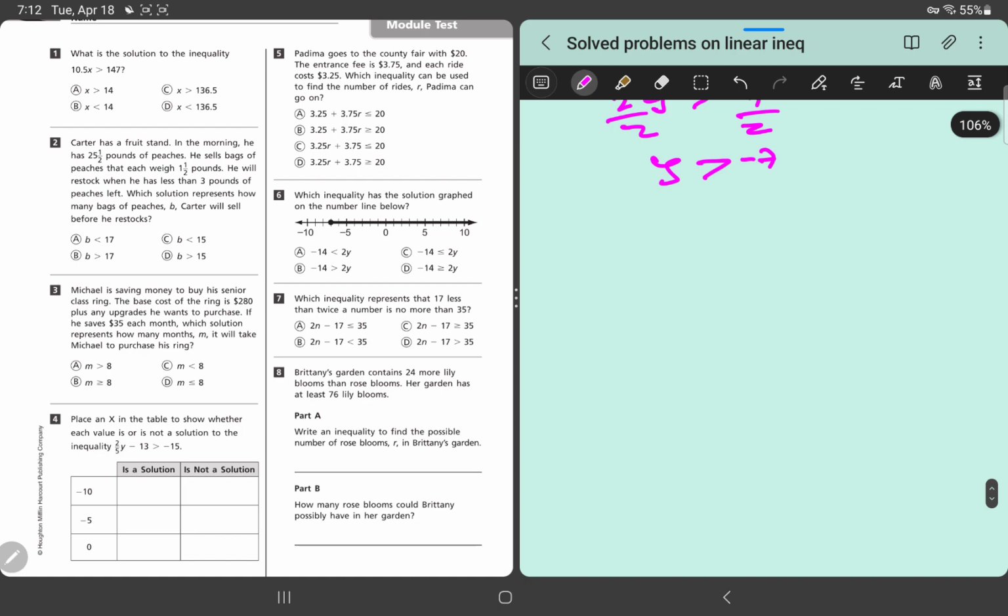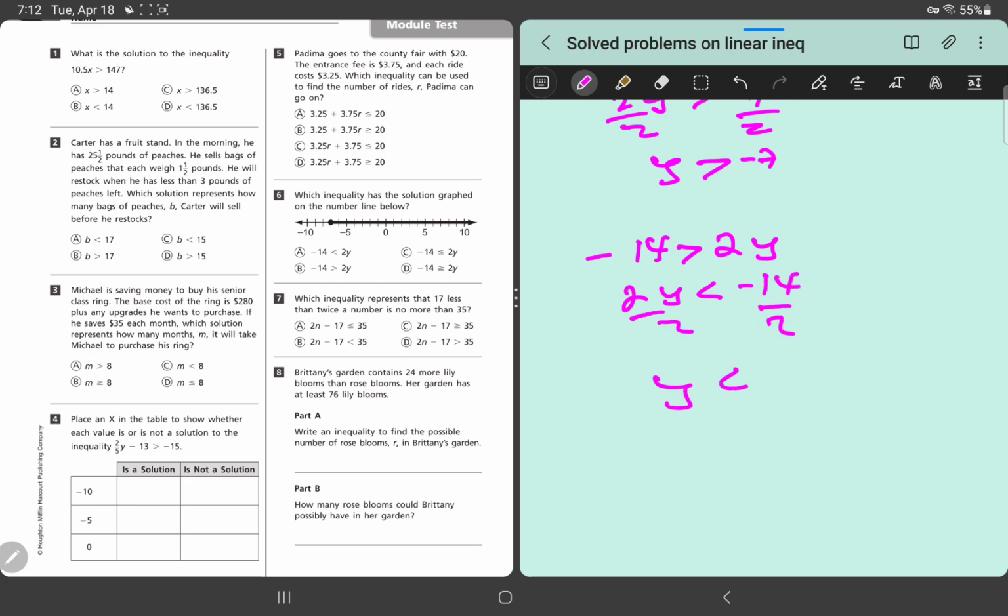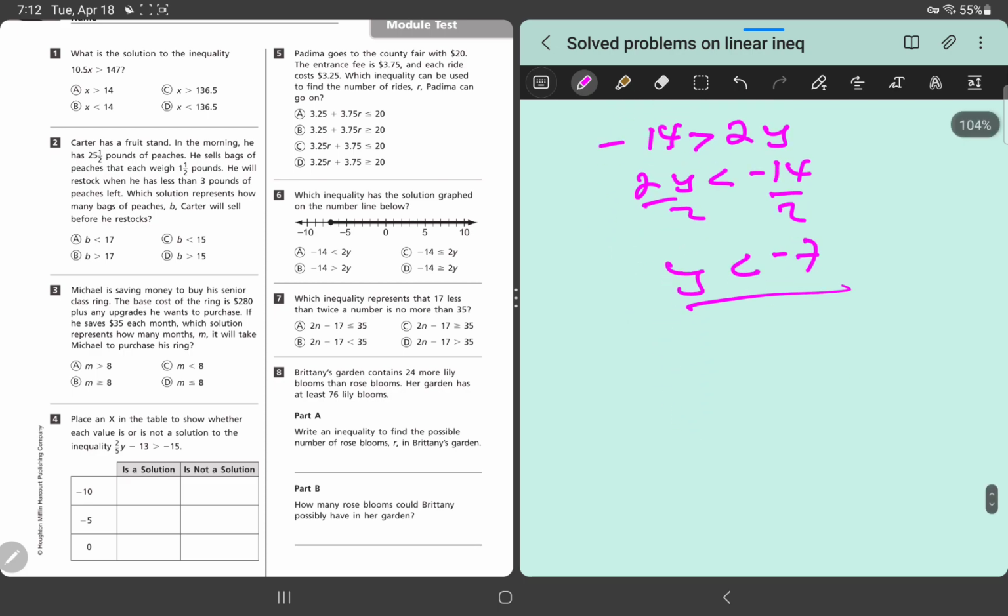So when we come to the second choice, minus 14 greater than 2y. Yeah, so this time 2y is less than minus 14, divided by 2, so your y is less than minus 7. This is not the solution.